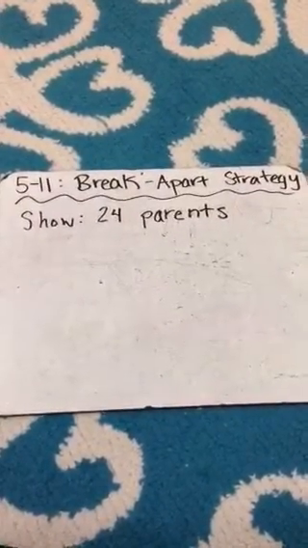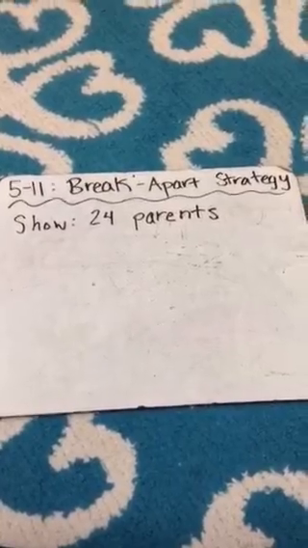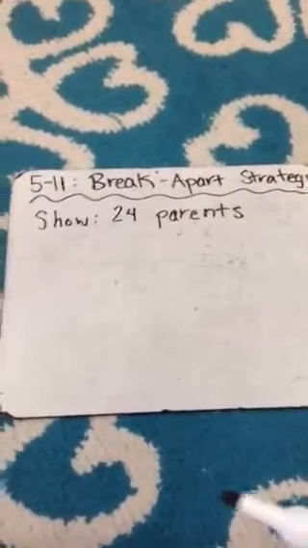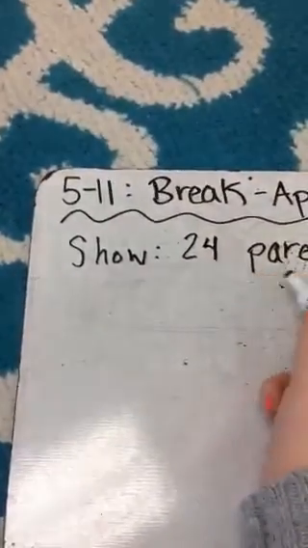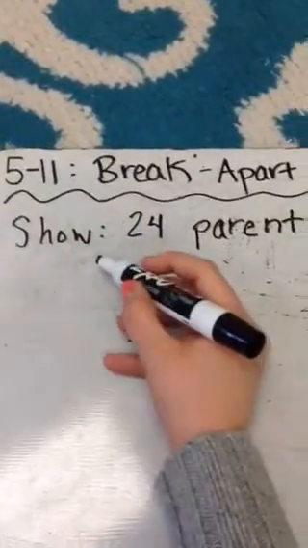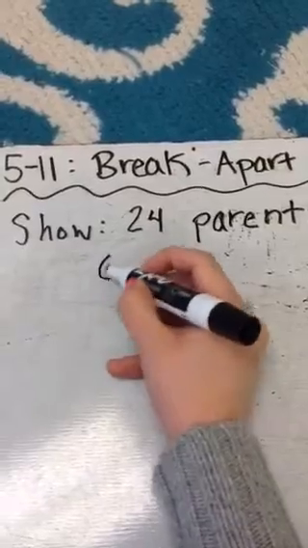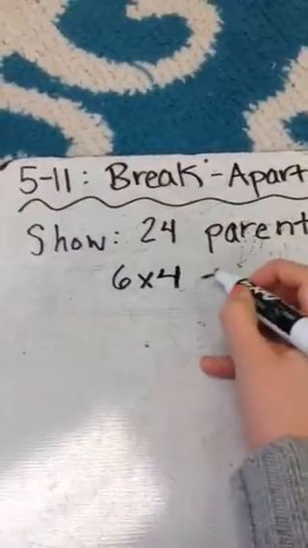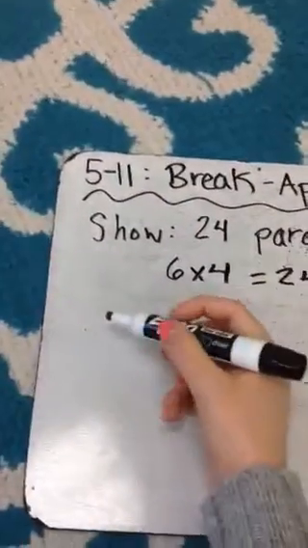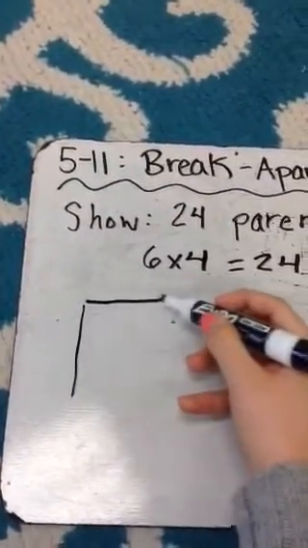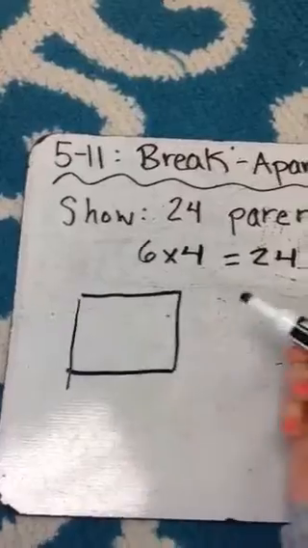So the way that I'm going to do this using the break apart strategy is I'm going to start out with two arrays that I know of to break up my 24 parents. And I know that I can break up my parents with a 6 by 4 array. I know that 6 times 4 is 24. So I'm going to start with my first array. I like to do a box because it helps me see it a little better.